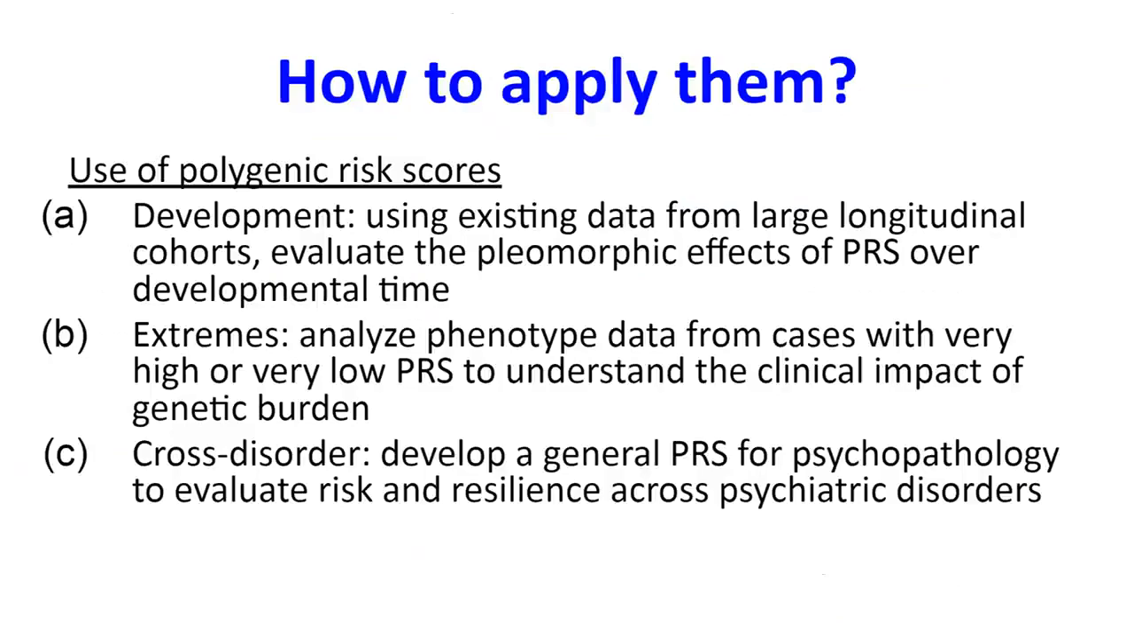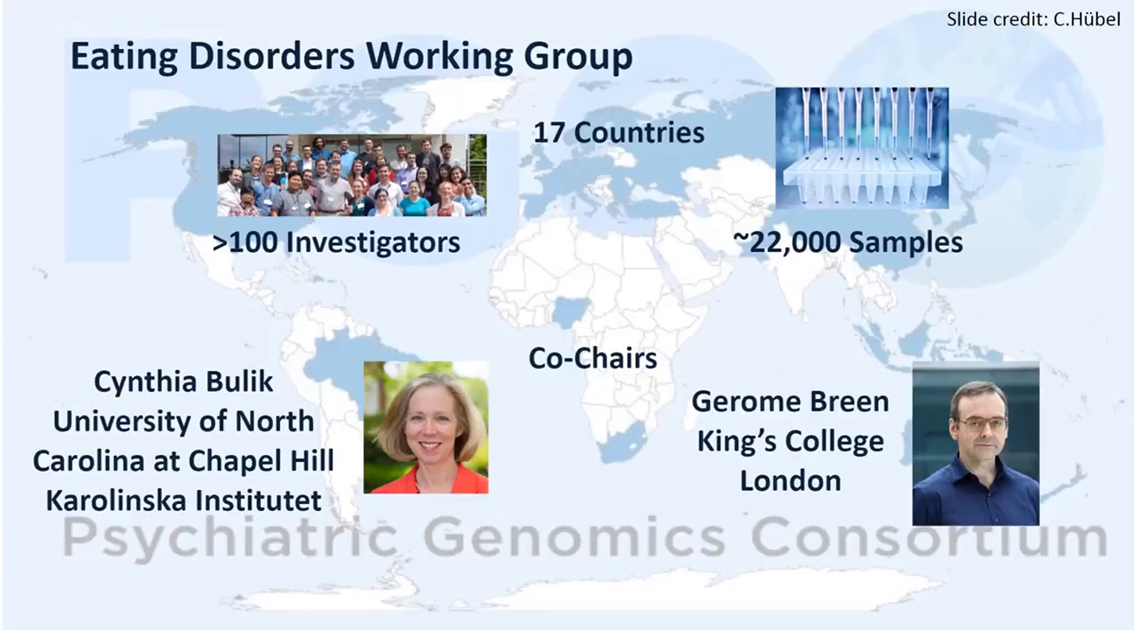Okay, I'll just skip through that. I'm going to go to anorexia. I've been talking a lot this week about anorexia. We just had our PGC, Psychiatric Genetics Consortium, paper come out in Nature Genetics this week on anorexia.